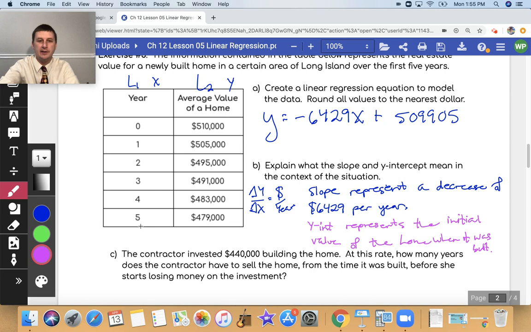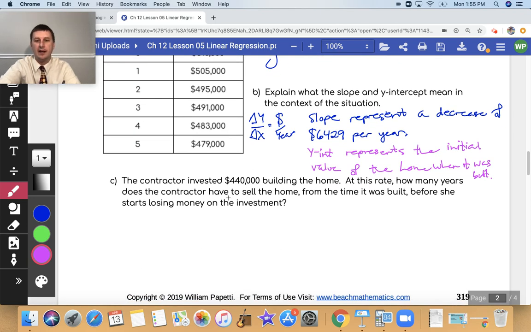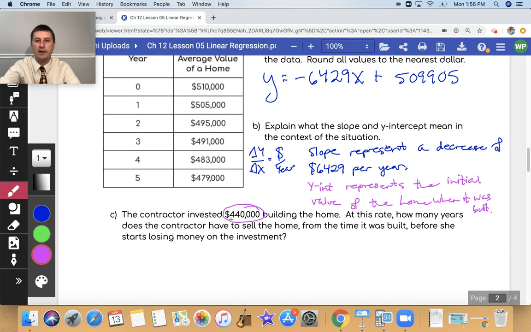Now finally, in part C, it says the contractor invested $440,000 building the home. At this rate, how many years does the contractor have to sell the home from the time it was built before she starts losing money on the investment? So what we might want to do here is see how many years it's going to take for the value to be $440,000. So that's going to be our y value.